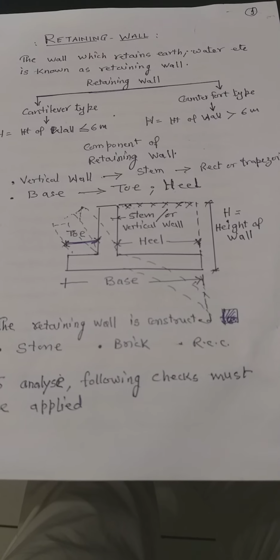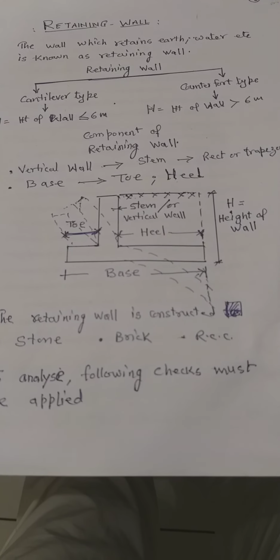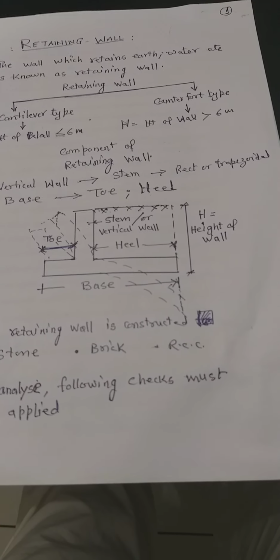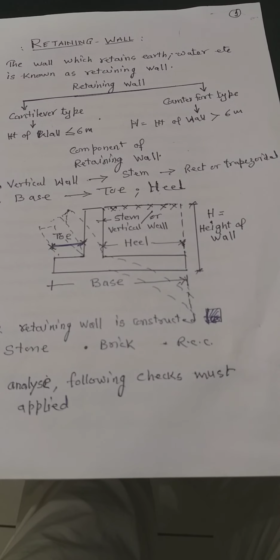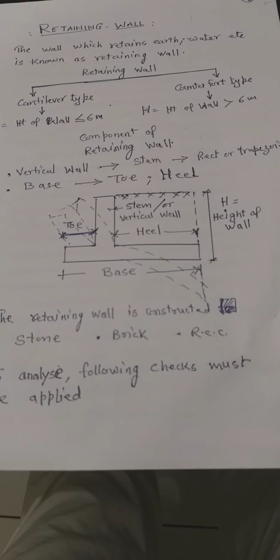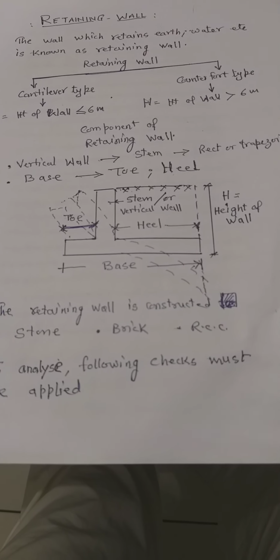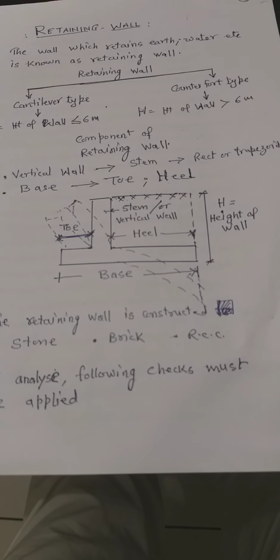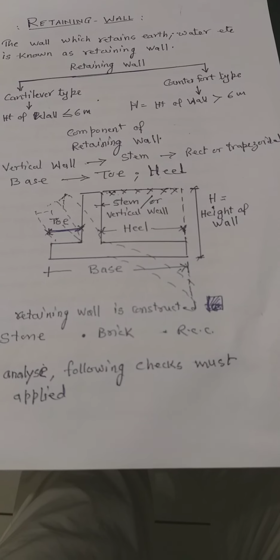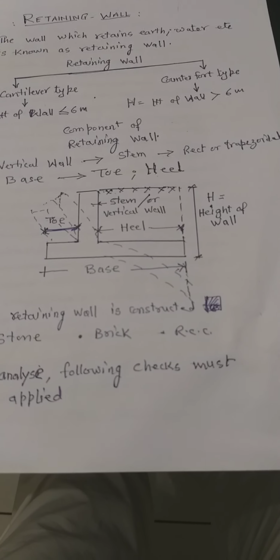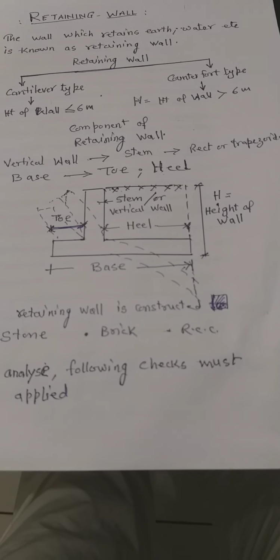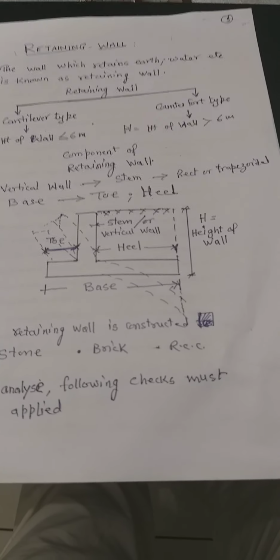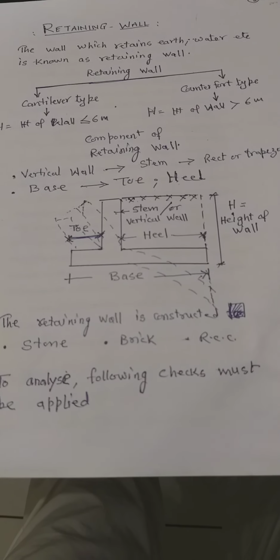One is the vertical component and another is a horizontal component. The vertical wall, also known as the stem, is rectangular or trapezoidal in shape depending upon the height and the type of soil that is to be retained. Now the base is again a rectangular one and it is bifurcated into two parts. One we call the toe and another we call the heel. The soil is resting over the heel, and the toe side will clearly be an open side.